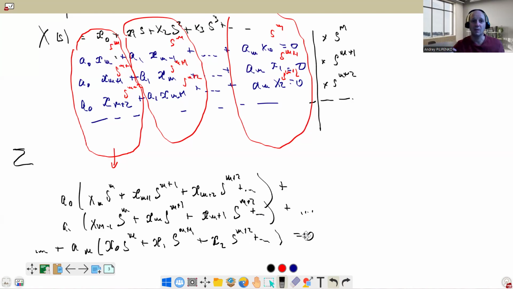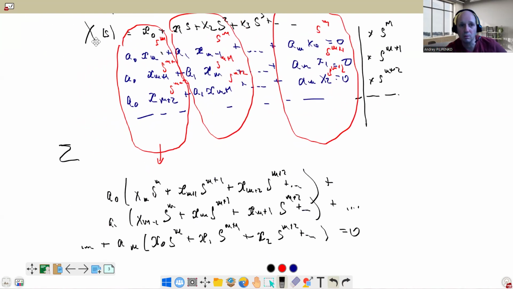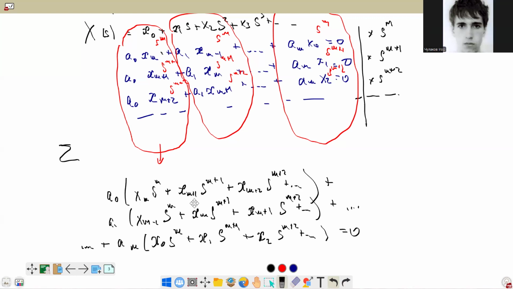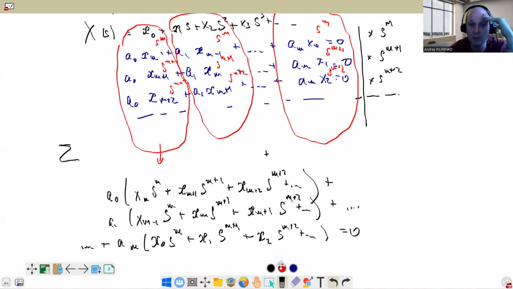And now recall that we denote by X(s) this generating function. And we see here x_m s^m, x_{m+1} s^{m+1}, and so on. So this is almost the generating function of the sequence x_n. So what do we have to do to get X(s)? We have to add here x0 + x1 s + so on + x_{m-1} s^{m-1}. But if we add something, then we have to subtract the same thing.